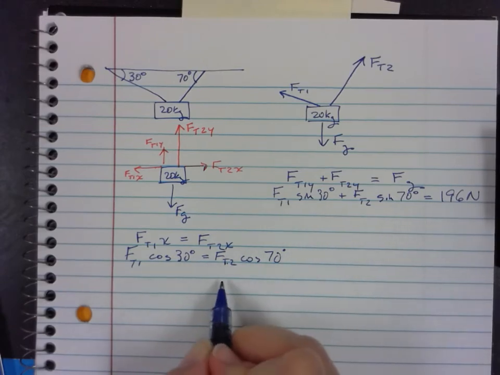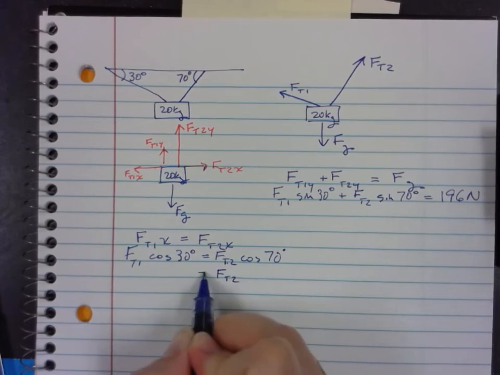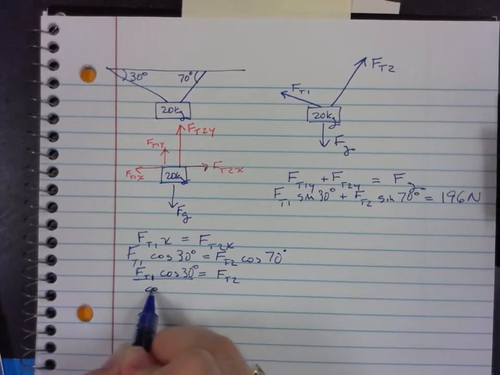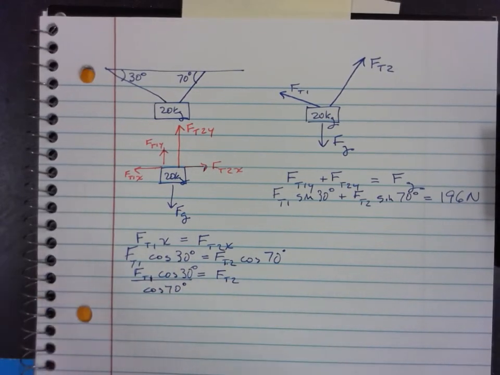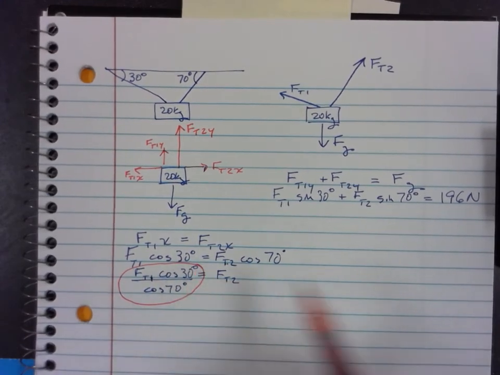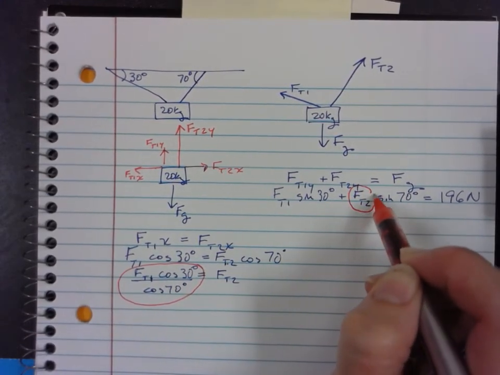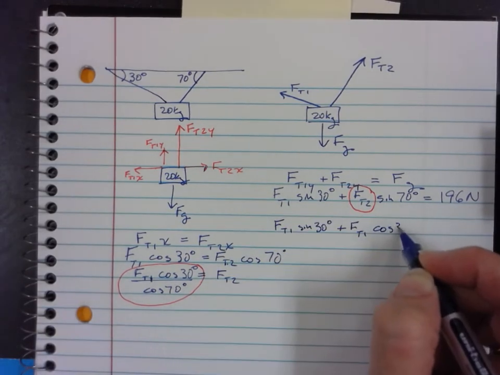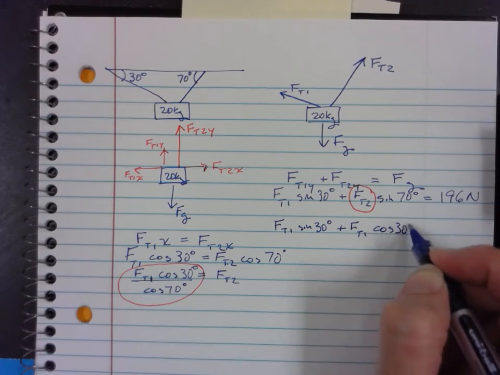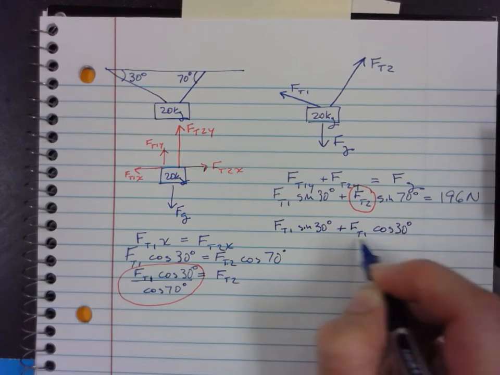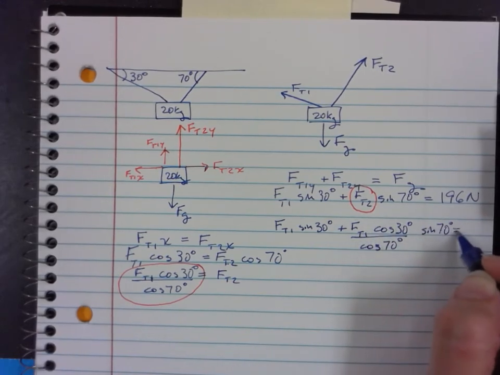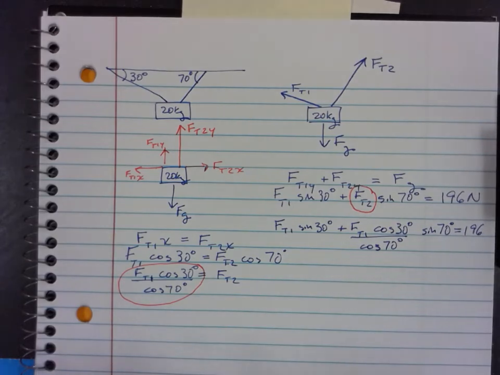I'm again going to solve this for FT2. So that's FT1 times the cosine of 30 divided by the cosine of 70. And I'm going to put that whole thing in for FT2 right here. So FT1 sine 30 degrees plus FT1 cosine 30 degrees divided by cosine of 70 degrees, and that's just the red circle, then times the sine of 70 degrees equals 196.